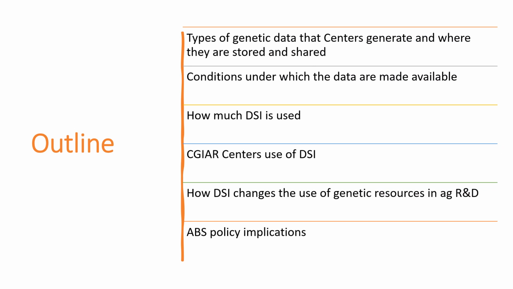I shall tell you first about the types of genetic data that the CGIAR centres generate and where they are stored and shared, and move on to the conditions under which they are made available. I'll then say a little about how much DSI is used and how CGIAR centres use DSI. And I'll finish off with some lessons learned about how DSI changes the use of genetic resources in agricultural research and development, and a few thoughts about ABS policy implications.